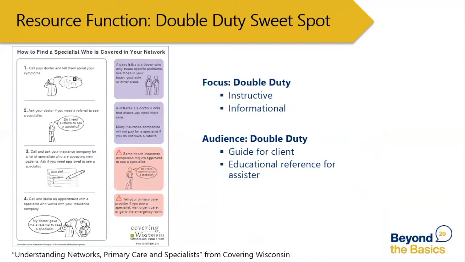So this is going to be an example from Covering Wisconsin of a resource that manages to hit that sweet spot to my mind. So there are instructions, as you can see, in terms of how to find a specialist. You can see this steps 1 through 4. I believe there might be another step that I'm not using all of, but what I love about this is it gives us steps. It has kind of an end goal. It has a process laid out for the client, but it also has information in the right-hand column.